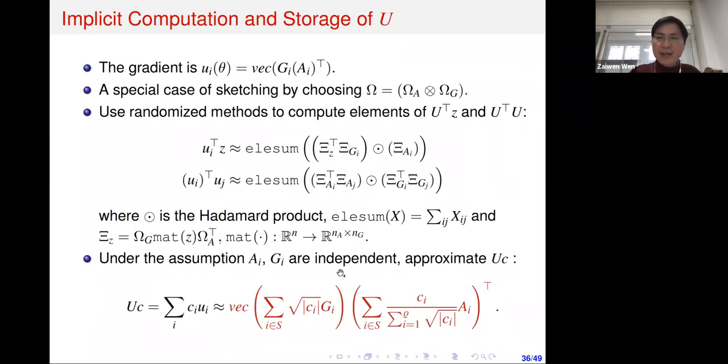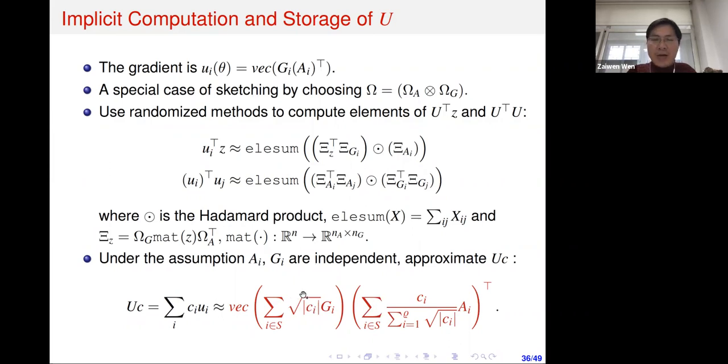However, if you look at the multiplication of U times B, or we take just an arbitrary C, this is a linear combination of U_i, but now U_i is not explicitly available. What we have is this form. We only have G_i and A_i. So once again, we use a similar idea as KFAC. What is KFAC? KFAC first takes the expectation and then does the quadratic product. Similar things can be done here.